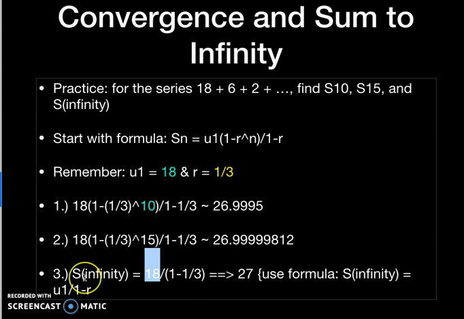Because infinity isn't used as an exponent, what you're doing is taking 18 and dividing it by 1 minus your ratio. So you're taking your first term and just dividing it by 1 minus your ratio, which is 1 over 3. And then you'll finally get 27. So it's actually pretty simple. But as time goes on, you'll see how sum to infinity can get a little more complex, but not too complex to understand.